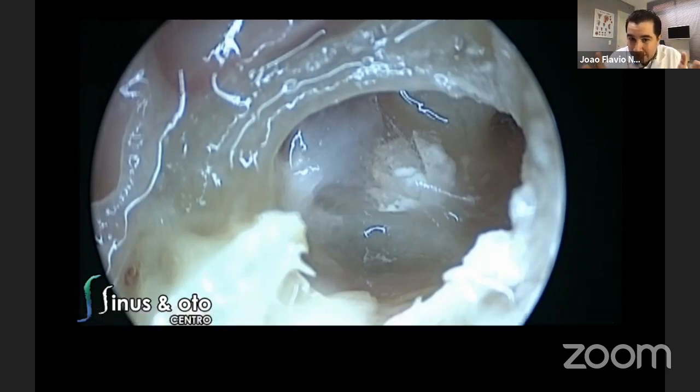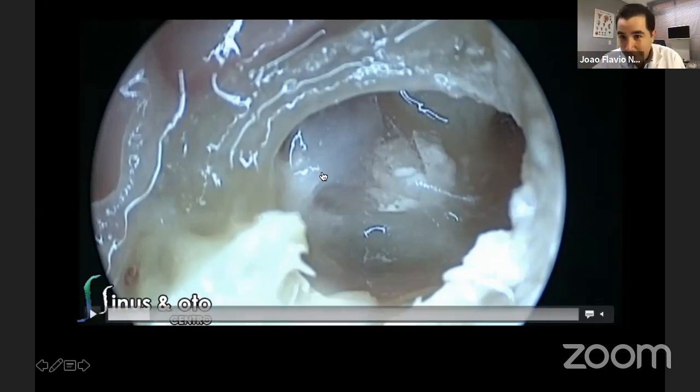So this is the anatomy that we can see: transcanal, transvestibular, endoscopic. So with a 0-degree endoscope, this is not an angle. If we put an angle degree endoscope, we can see already more of this entrance.